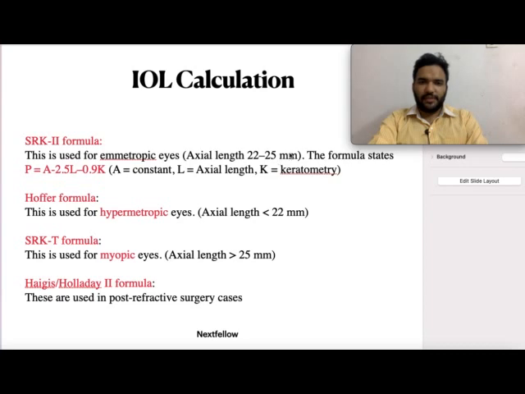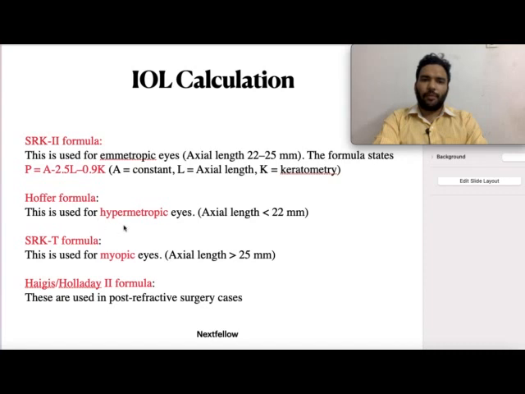So the axial length should be less than 25 normally. The formula states P is equal to A minus 2.5 L minus 0.9 K. This you have studied in your theory exams. A is the constant that is given in the lens box itself, and L is the axial length of the patient, and K is the keratometry of the patient. You have to just know the names of these formulas.